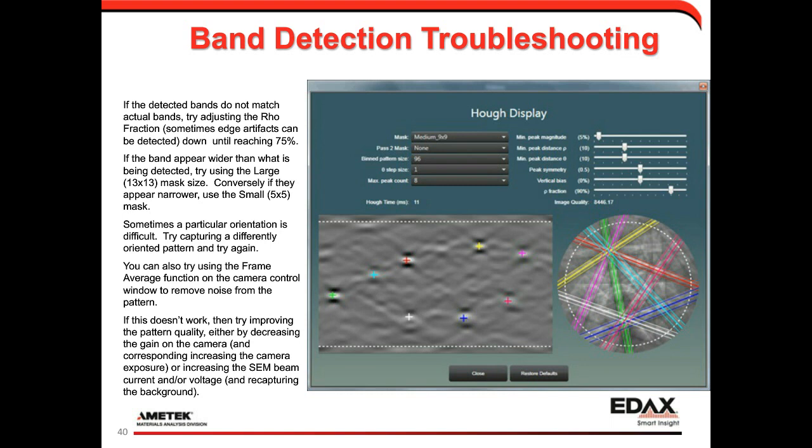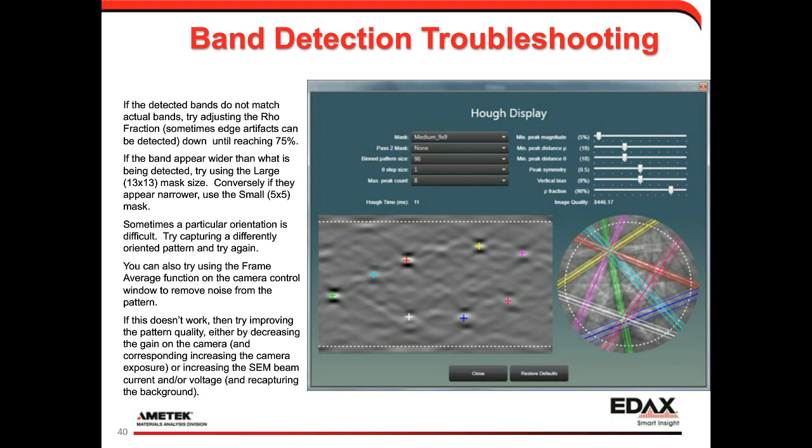What often happens is that you'll have an artifact of something on the camera or on the edge of your sample, and that artifact will be picked up as a line. And that line, again, is fake in this case. It's not an actual crystal line. So if I bring the row fraction in, the Hough will no longer find that as a line.